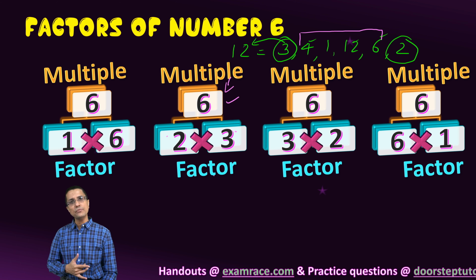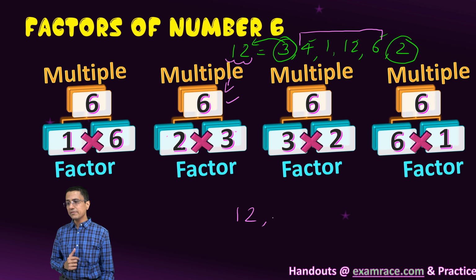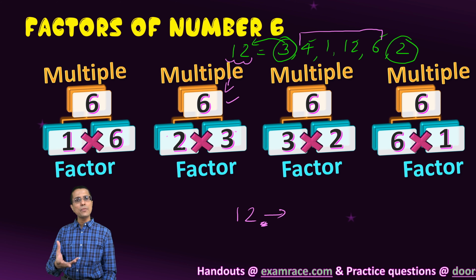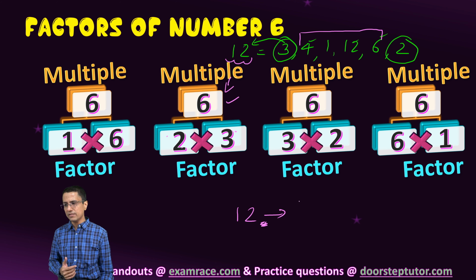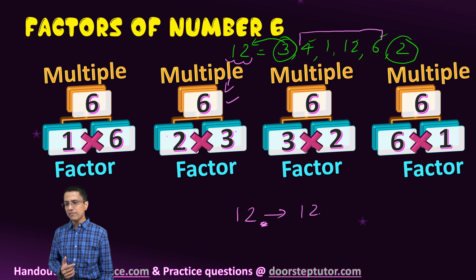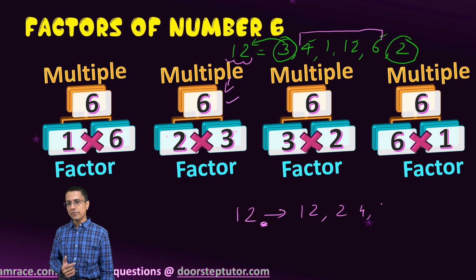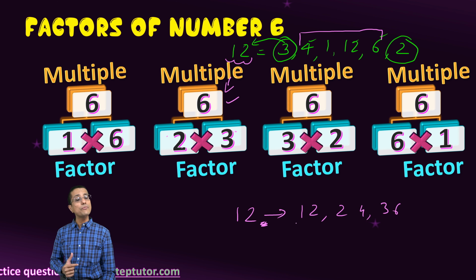Can we list down some of its multiples? We can, right? So for 12, we can write down number of its multiple, which is just the table of 12. So it will be 12 and then 12 1s are 12, 12 2s are 24, 12 3s are 36. These are all multiples of 12.